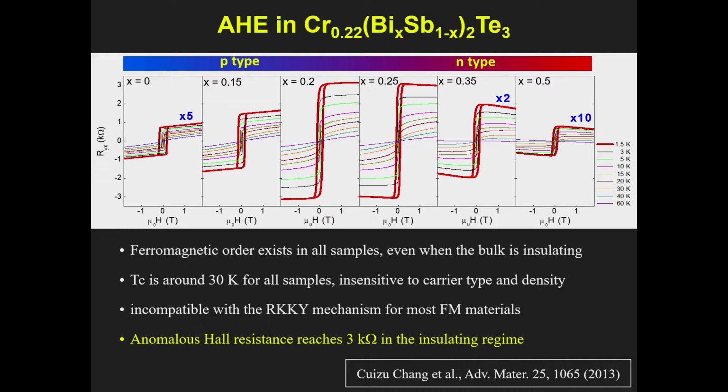You can see here we have a Hall type carrier, P-type carrier. Here we have N-type carrier. In the middle, that's an insulating regime, but the ferromagnetic order is still very strong. The TC of all these materials are around 30 Kelvin. It's totally insensitive to carrier type and density.